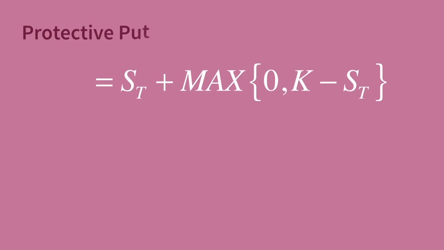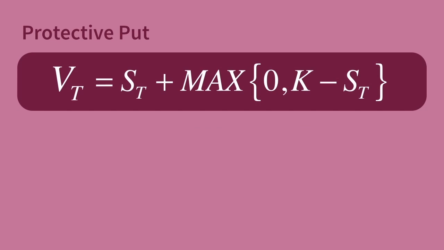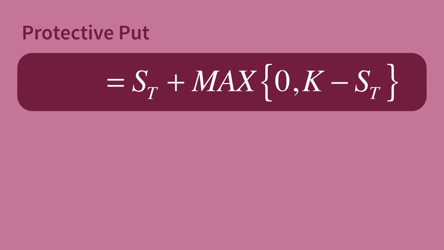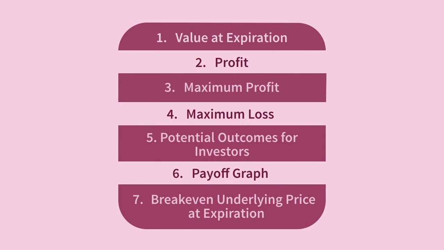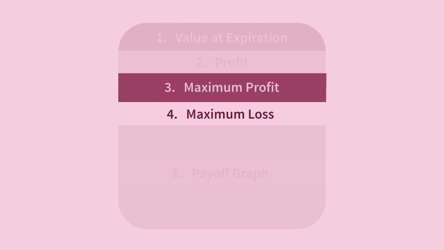With a protective put, we again take the expression we developed for the value at expiry and account for the cost of the position, the cost of the underlying, and the option premium we paid to be the long party of this contract. Next, we'll look at maximum profit and maximum loss.